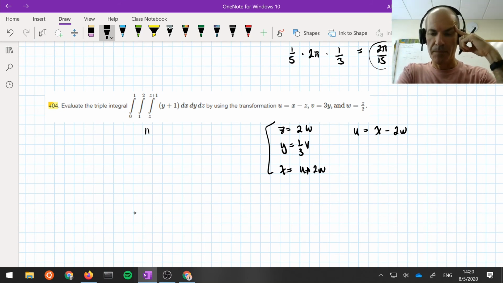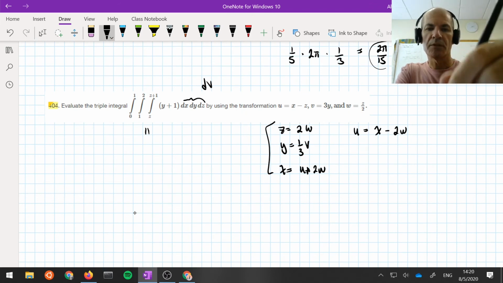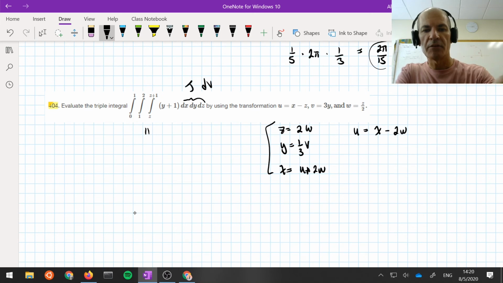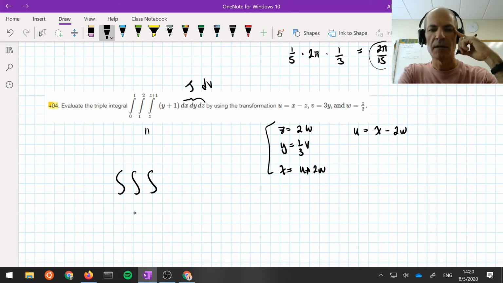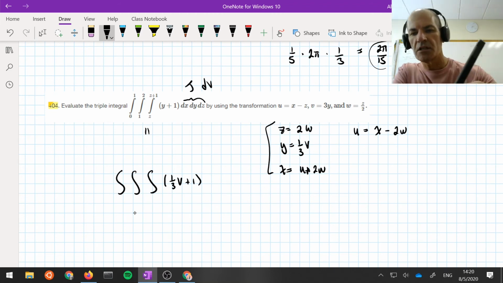Now what I want you to do is two things. We have to convert the dV in triple integrals. We need J, the Jacobian. We also need to convert the integrand, and we need to convert the limits of integration. All right, so let's start rewriting this integral in terms of u, v, and w. y is just 1/3 v, and 1 is just a constant, so it goes along for the ride. We're going to need the Jacobian. We have x, y, and z now in terms of u, v, and w, so let's start building that matrix.